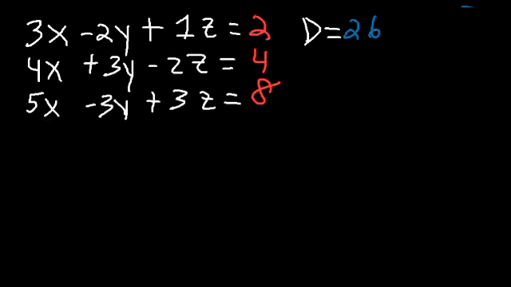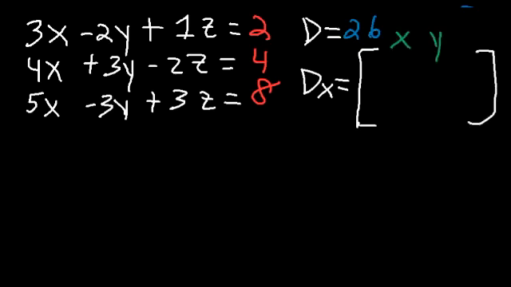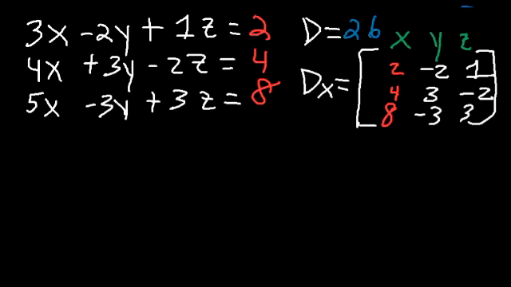Now we need to calculate dx. So let's write the appropriate matrix for it. So this is the column for x, y, and z. So we need to replace the coefficients for x, the 3, 4, 5, with d1, d2, d3. So that's going to be 2, 4, 8. And then the coefficients of y will remain the same. So that's -2, 3, and -3. And the coefficients of z will also remain the same. So 1, -2, and +3.